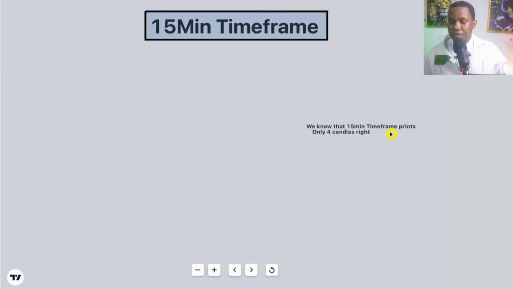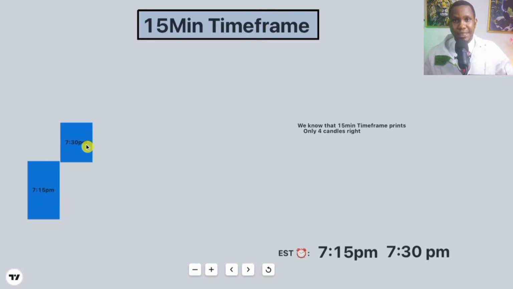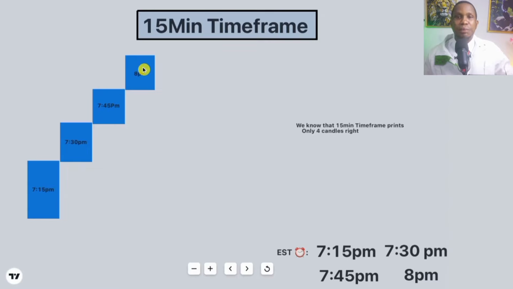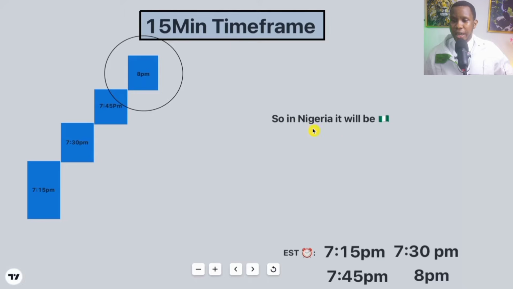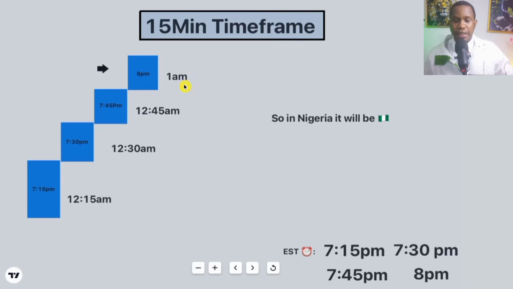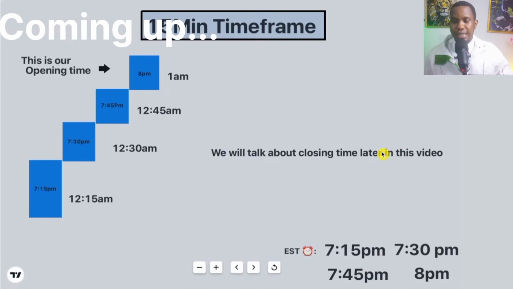We know that the 15 minutes time frame prints only 4 candles, right? The 7:15 p.m. candle, the 7:30 p.m. candle, the 7:45 p.m. candle, and the 8 p.m. candle, guys. This 8 p.m. candle is what we want. So in Nigeria it will be 12:15 a.m. and 1 a.m., guys. This is our opening timing. We talk about the closing timing later in this video.